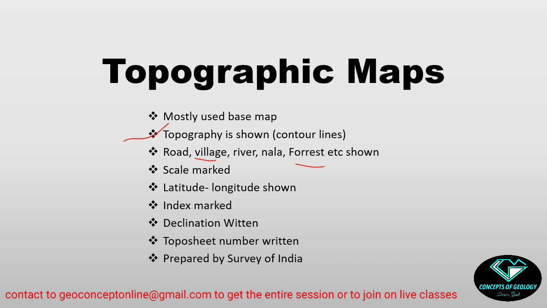After that, a declination value is clearly written on a topographic map with the time when the declination was measured. Why? This is to identify the true north or geographic north. We will discuss it later about declination. After that, the topo sheet number is written on a topographic map. These topo sheet numbers are actually indicating which state or which district is covered in this topographic map.